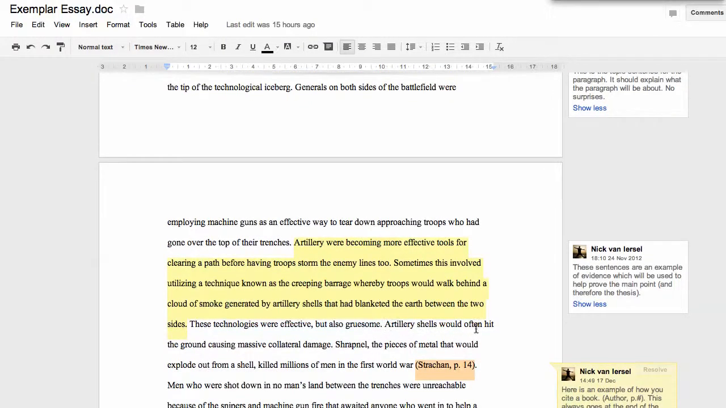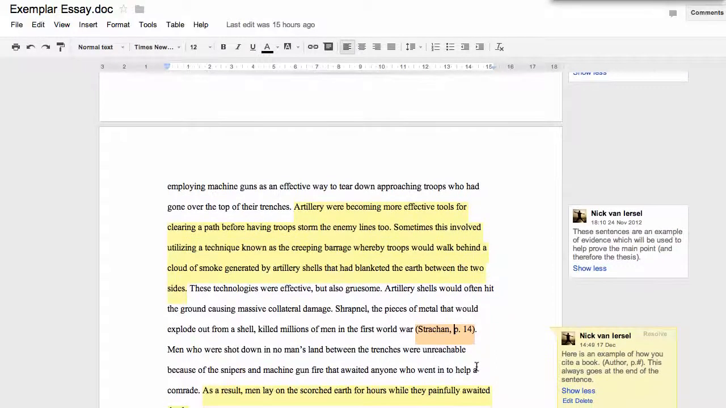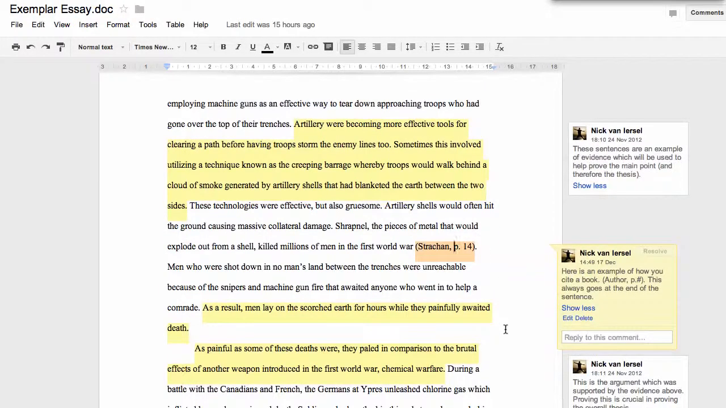Artillery shells would often hit the ground, causing massive collateral damage. Shrapnel, the pieces of metal that would explode out from a shell, killed millions of men in the First World War. And then the citation. That's the evidence, which is backed by scholarly work. And then we go into what this actually means. Men who were shot down in no man's land between the trenches were unreachable because of the snipers and machine gun fire that awaited anyone who went in to help a comrade.